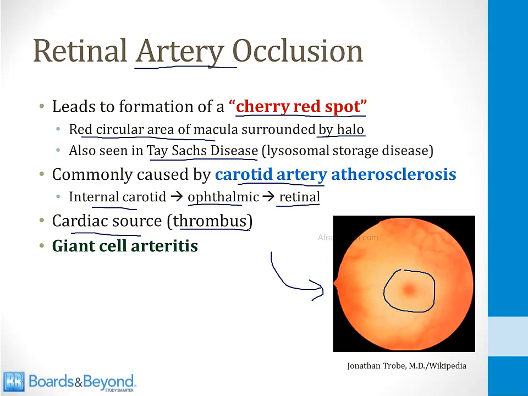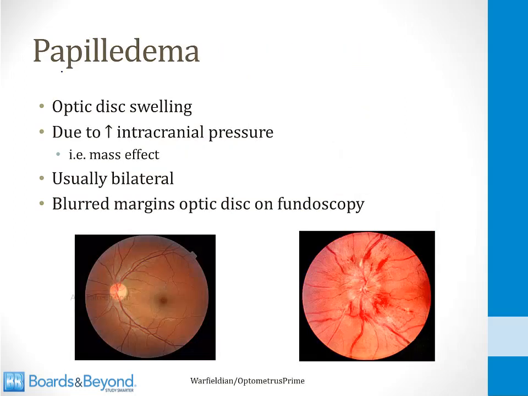And then finally, a rare cause of retinal artery occlusion is giant cell or temporal arteritis. I talk about this in the vasculitis video in the immunology section, but this disorder involves inflammation of the blood vessels that supply the face and the head, and it can involve inflammation of the ophthalmic artery that can lead to occlusion of the retinal artery. Moving on, let's talk about papilledema.